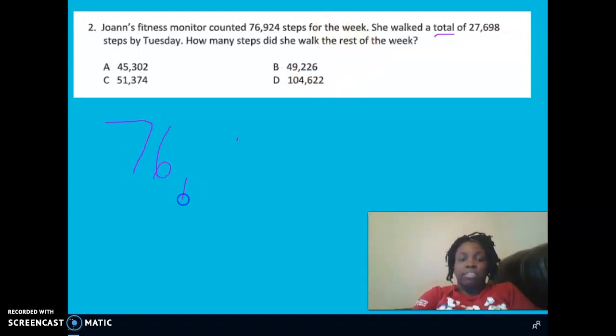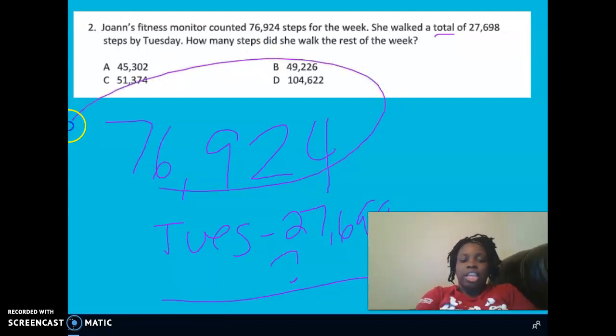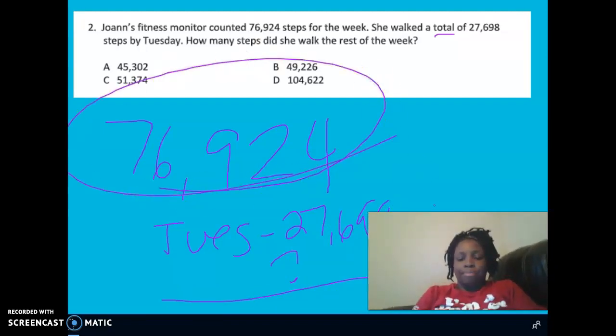So she has 76,924 for the week. But by Tuesday, it was 27,698. So what would the rest of the week be so that it can equal that amount? What would you have to do here? Would I add here, subtract, multiply, or divide? Good. I would have to subtract here. This is a subtracting problem.